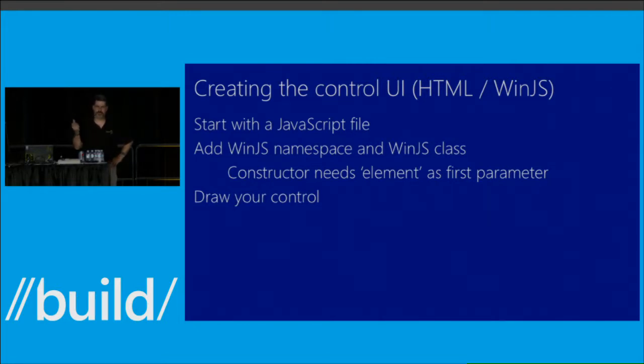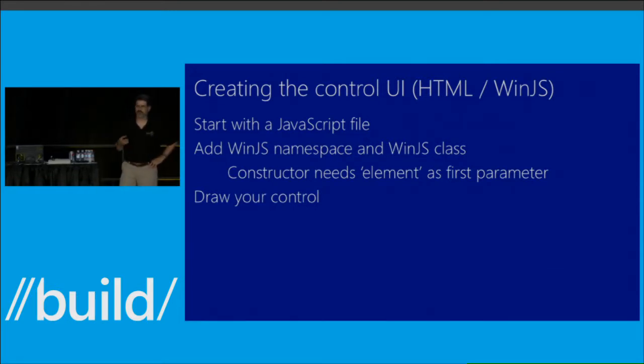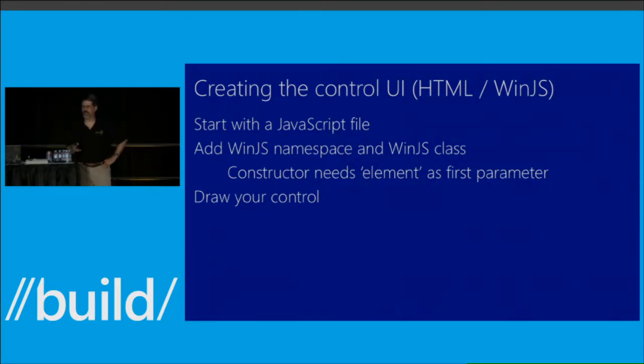So you start with a JavaScript file. You don't have to have a whole project, just a file. And then you add a WinJS namespace and a WinJS class. Your constructor for the class needs to have element. It doesn't have to be called element, but it needs to take an element as its first parameter. And then we render the control.